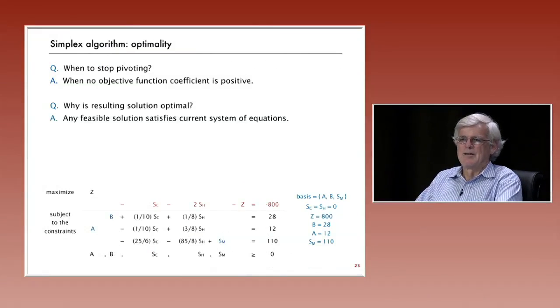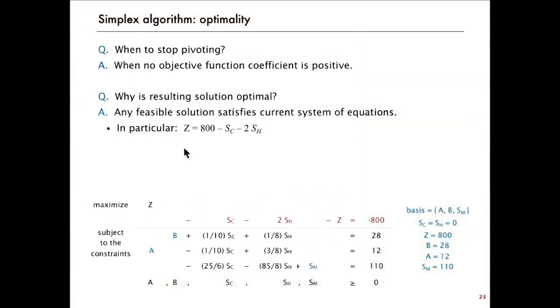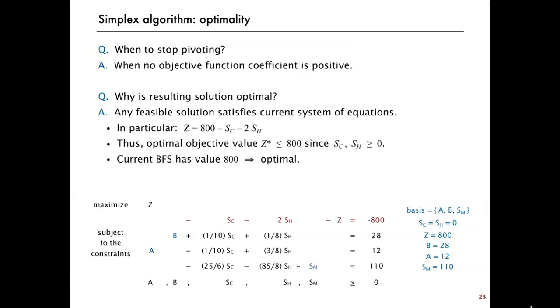And that is optimal because, first of all, any solution is going to satisfy the current system of equations. So in particular, whatever values you give SC and SH, it's got to satisfy this equation. But since they're positive, you can't do better than 800. So you should be happy when they're zero, which is where they are. So it's as simple as that. And so the current value is 800, so it's optimal. You're not going to do better.